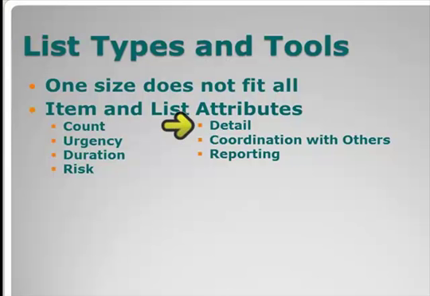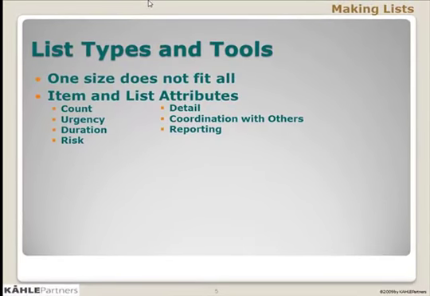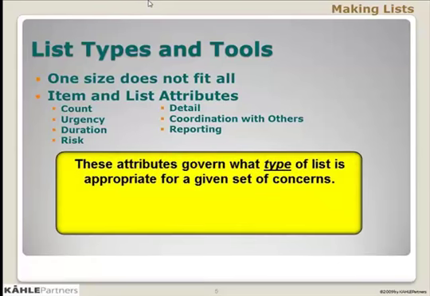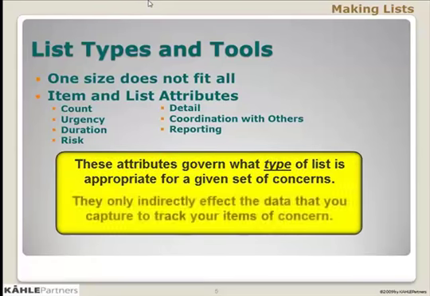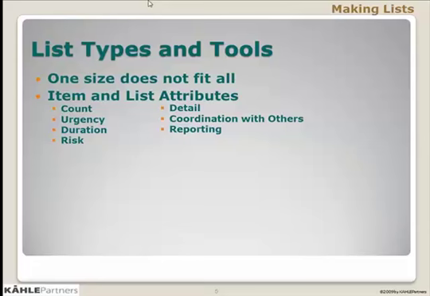Detail refers to the degree of supporting information we're going to need in order to effectively track and manage this item. And coordination with others and reporting refer to how we want to use this list in order to effectively influence the work of groups. Now, to reemphasize, together these attributes determine what types of lists are appropriate for what types of circumstances. This is different from the actual data elements that we're going to need to track on our items on our list. Here we're focused upon determining what type of list we should be using. We are not concerned with the data elements that we're going to capture on those lists.